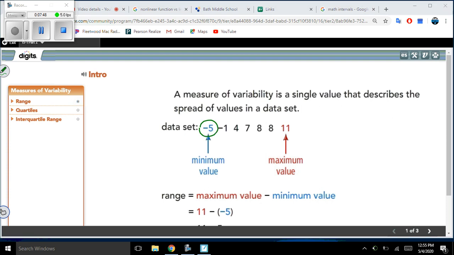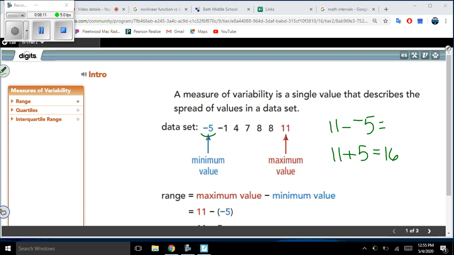What's the difference between -5 and 11? So I'm going to take 11, and I have to subtract this entire thing in the circle, so I'm subtracting -5. That's the same thing, if you remember, as 11 plus 5, which is what? 16. So our range here is going to be 16.